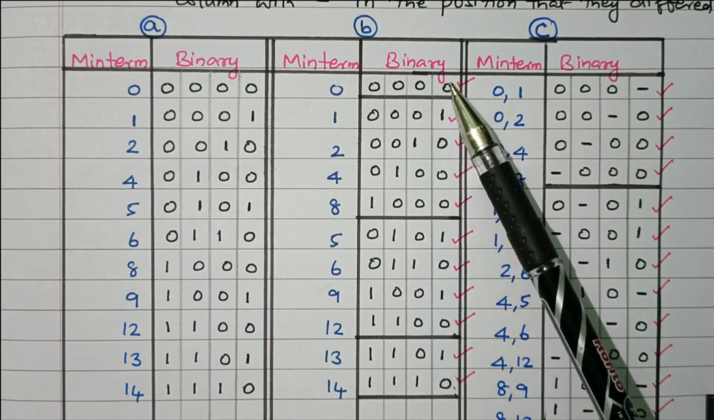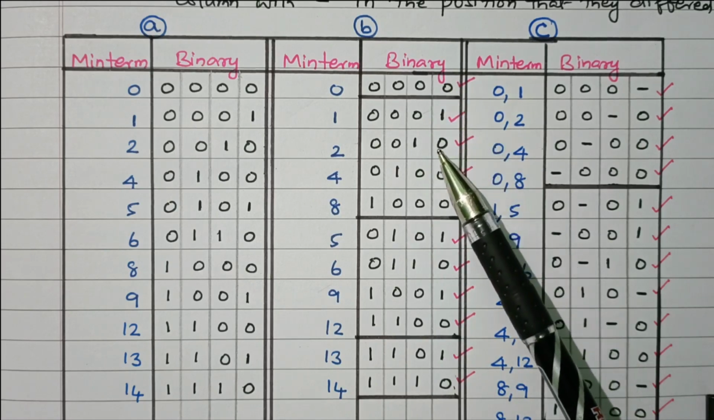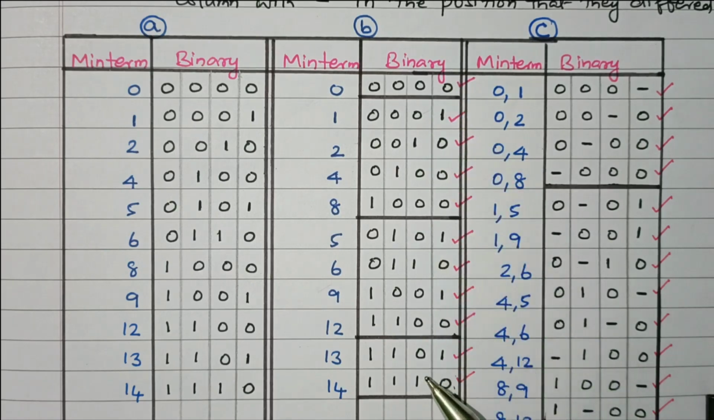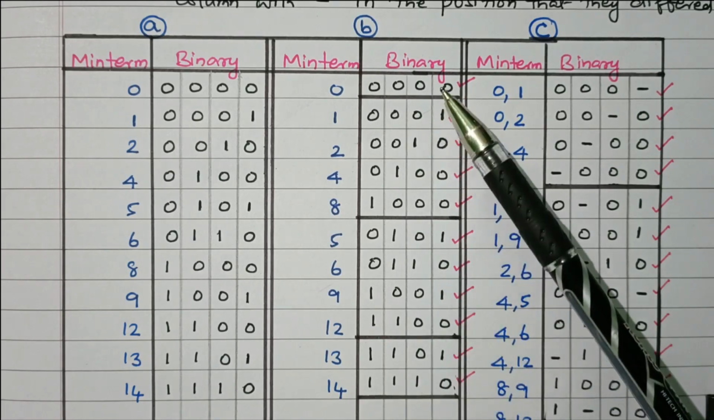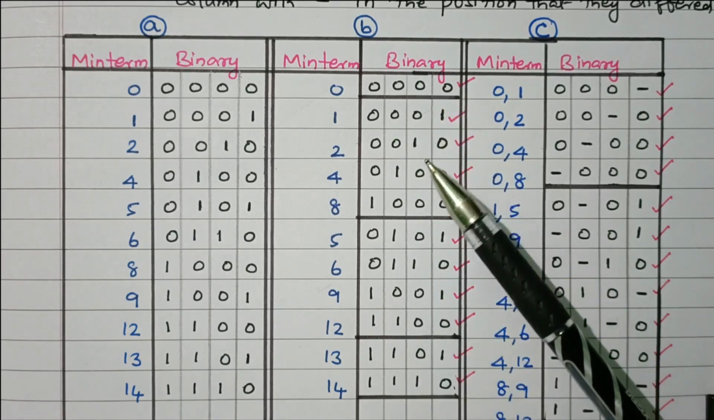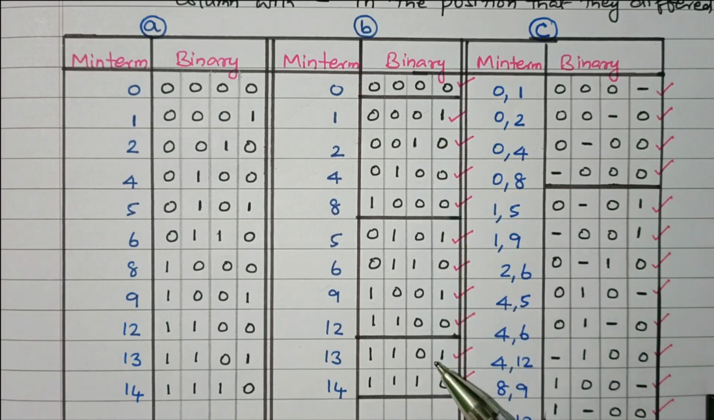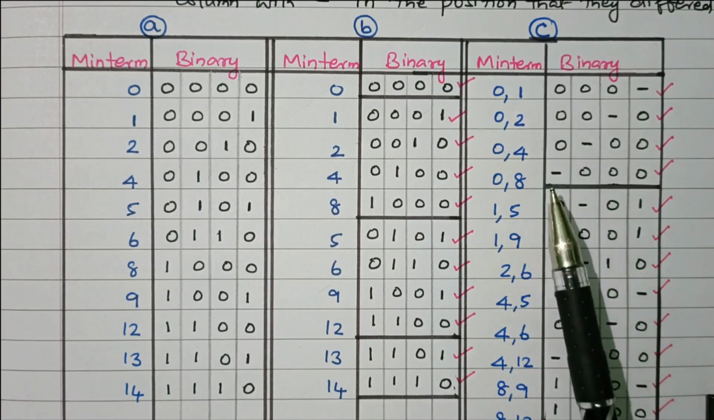Now this is category 1 having all zeros, category 2, category 3, category 4. Category 4 having 3 ones. Now we need to compare category 1 with category 2, 2 with 3, 3 with 4, and identify those that differ by only one digit. All the other digits should be the same, only one digit is different. That should be written in column C.